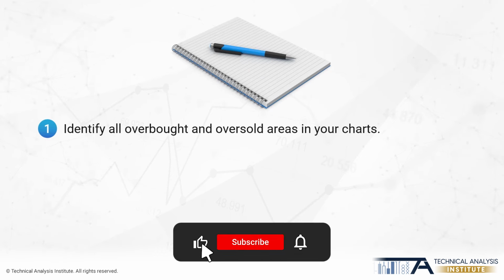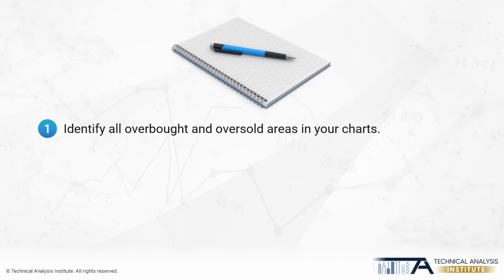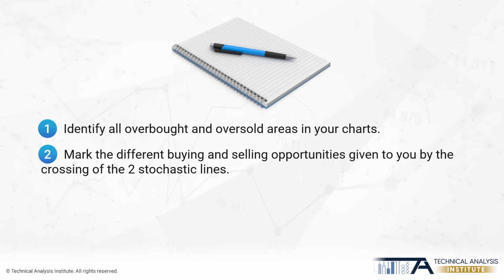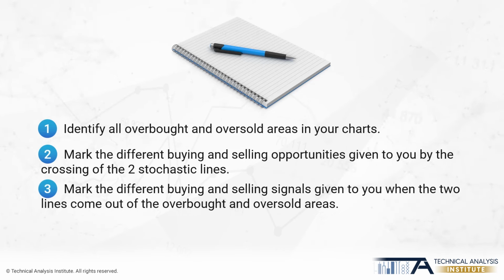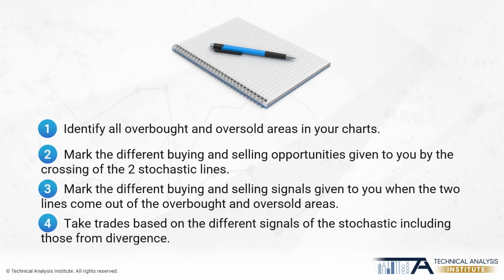First, identify all overbought and oversold areas in your charts. Mark the different buying and selling opportunities given to you by the crossing of the two stochastic lines. Then mark the different buy and sell signals given to you when the two lines come out of the overbought or oversold areas. And finally, take trades based on the different signals of the stochastic, including those from divergence, but always in simulation.